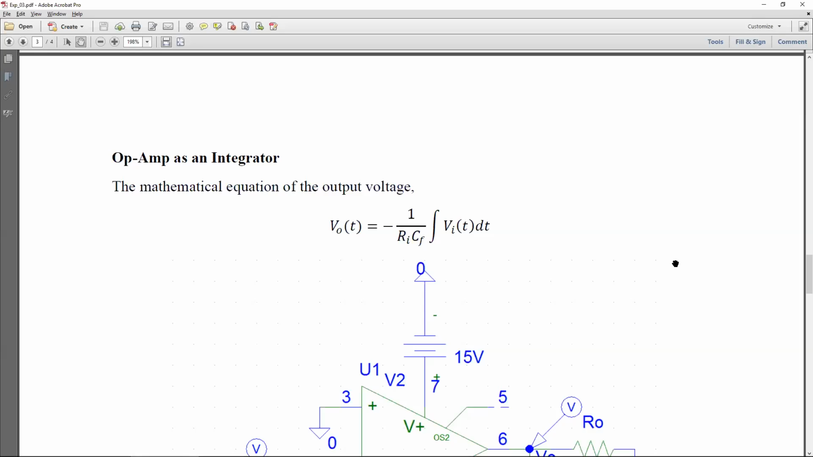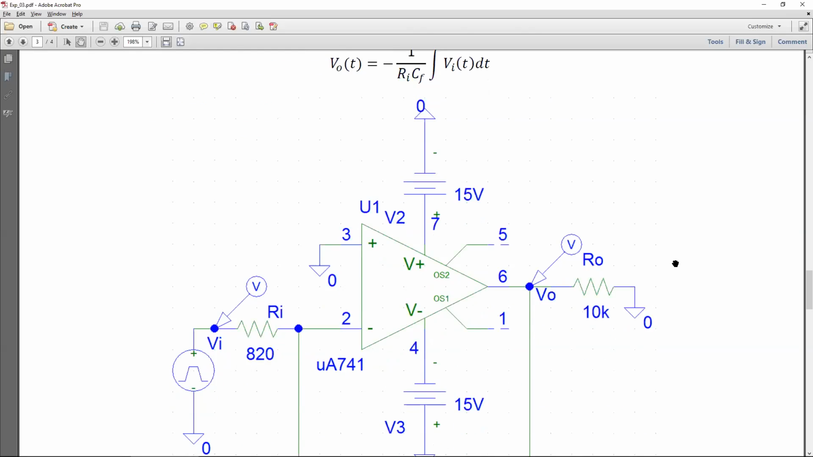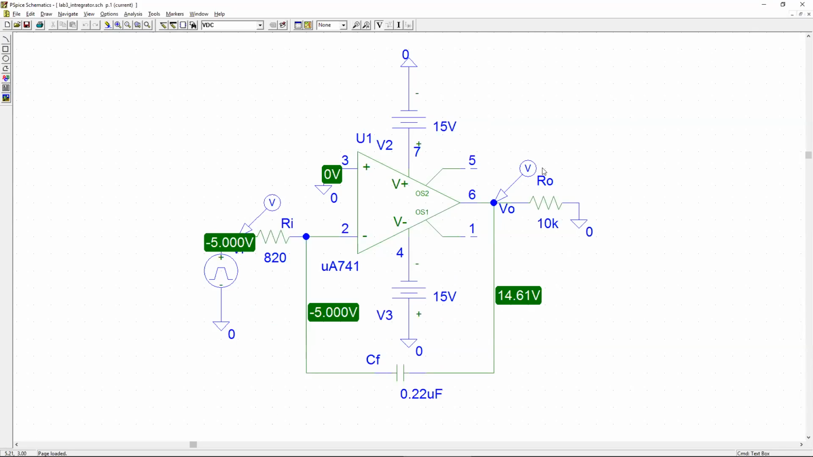Hello everyone. So our next circuit was op-amp as an integrator. So this is the circuit, and if I draw this in PSpice, it will be just like this. Anyway, the other components are almost similar. Here I needed another component, a capacitor. Probably you didn't use it in the previous experiment.